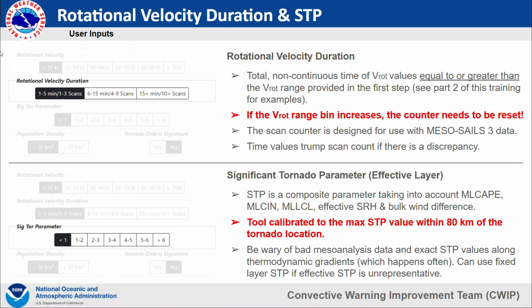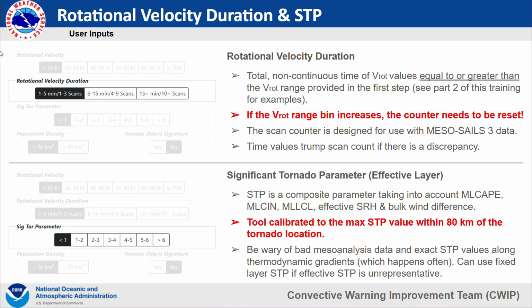Moving down in the tool, the next item on the list is the rotational velocity duration. And this is the total non-continuous time of VROT values equal to or greater than the VROT range that you provide in the first step. And this is a bit of a mouthful, and so I highly recommend going through part 2 of this training to see examples of how to utilize this.